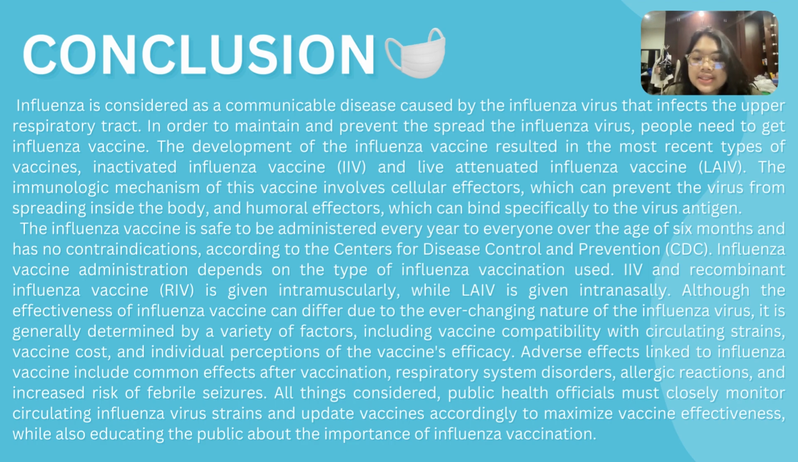The influenza vaccine is safe to be administered every year to everyone over the age of 6 months and has no contraindication. According to the Centers for Disease Control and Prevention, influenza vaccine administration depends on the type of influenza vaccine used. Inactivated influenza vaccine and recombinant influenza vaccine are given intramuscularly, while live attenuated influenza vaccine is given intranasally.